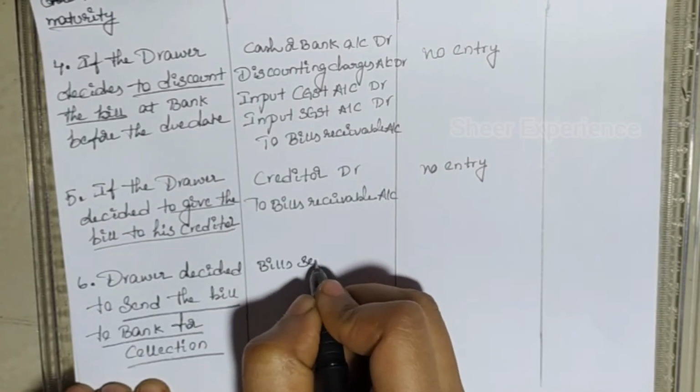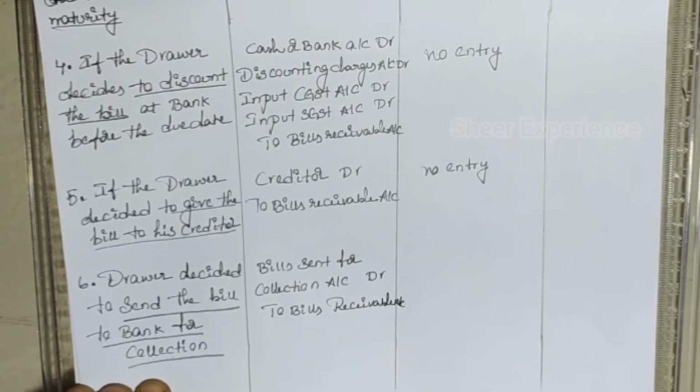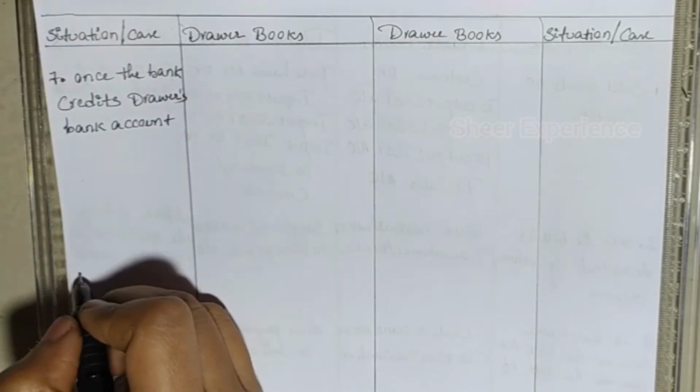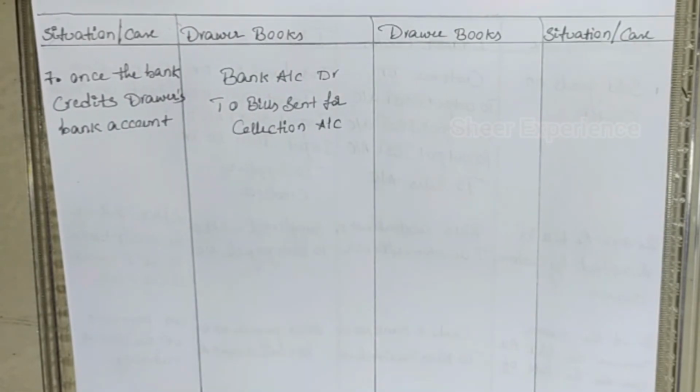The journal entry in the drawer books will be bills sent for collection account debtor to bills receivable account. In drawee books, there will not be any entry because drawee will pay the amount on due date or at the time of maturity of the bill. If we notice here, we are debiting bills sent for collection account. Once the amount is realized by the bank at the time of the maturity, then the entry will be bank account debtor to bills sent for collection account. When we send to bank for collection, then we are debiting bills sent for collection. When the bank credits the drawer's account at the time of maturity or on the due date, we are crediting bills sent for collection account.